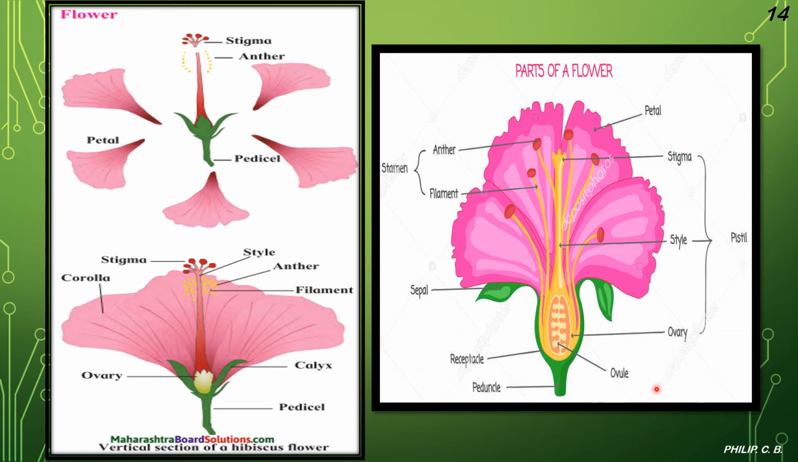Here you can see inside the ovary the ovule is present. Now as I mentioned, ovule forms the seed and the ovary forms the fruit once it gets fertilized. Then receptacle. Now this is the part, the receptacle, and the peduncle, the stalk part. Okay.